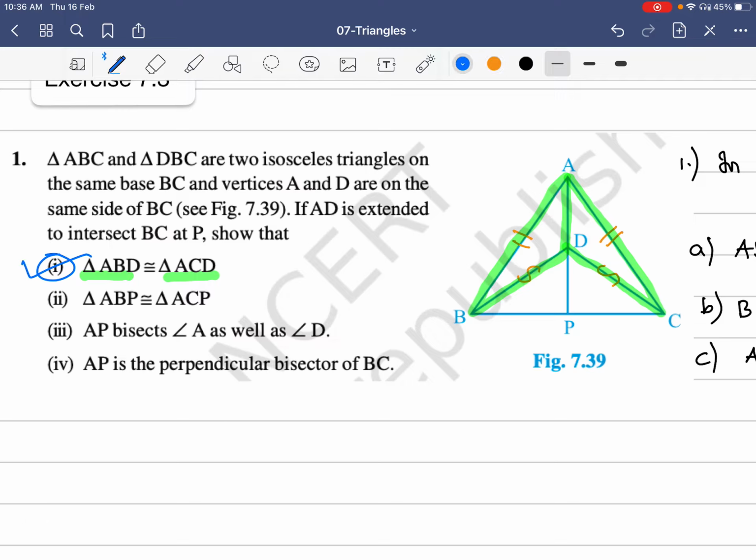Now next point is triangle ABP is congruent to triangle ACP. So once again, let's quickly erase this and try to trace that triangle. First triangle is triangle ABP, this triangle. And second is ACP, this triangle. These two triangles are congruent to each other is what we have to prove.